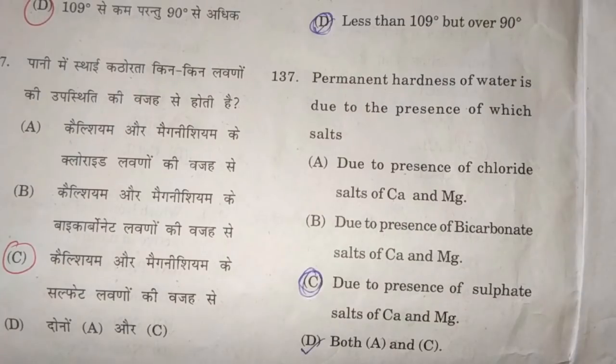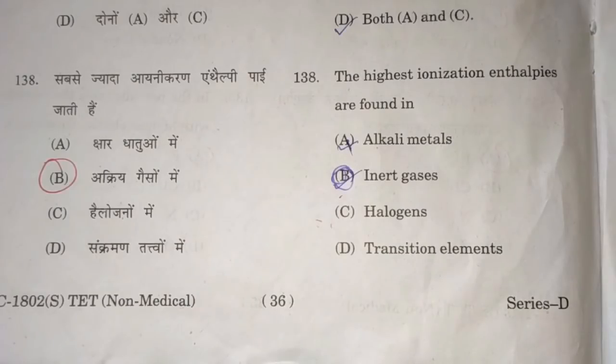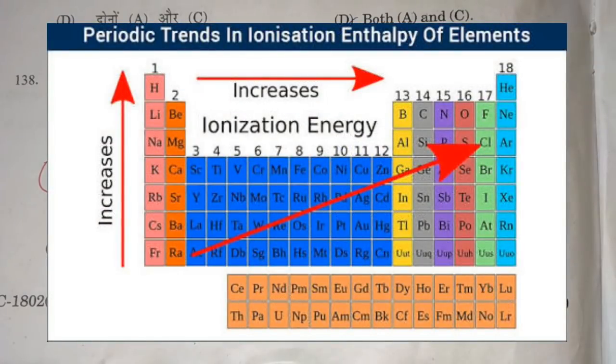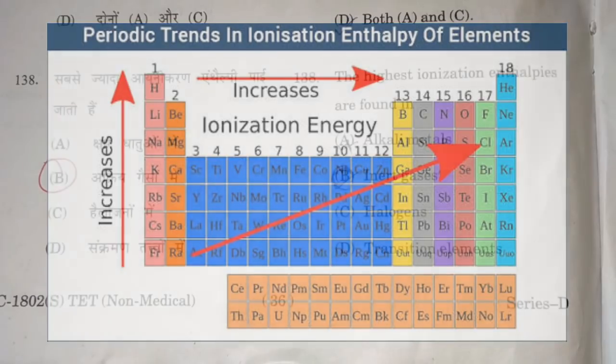The highest ionization enthalpy is found in alkali metals, inert gases, halogens or transition elements. And the correct answer will be option B, group 18, inert gases, noble gases. Here you can see the pattern of ionization energy across the periodic table.